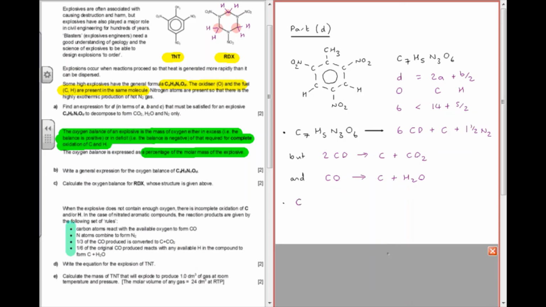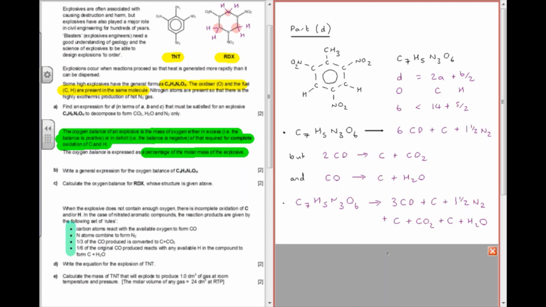We've got our TNT, which is C7H5N3O6. That initially we said produced 6 carbon monoxide, but we've reacted 2 and a further 1, so 3 of those. So we're left with 3 carbon monoxide plus our carbon plus our 1.5 nitrogen. And then we now need to add in the products that we've determined from points 3 and 4. So we've got some more carbon plus some carbon dioxide plus another carbon atom plus a water molecule. So we can begin to see that we're forming the complete equation.